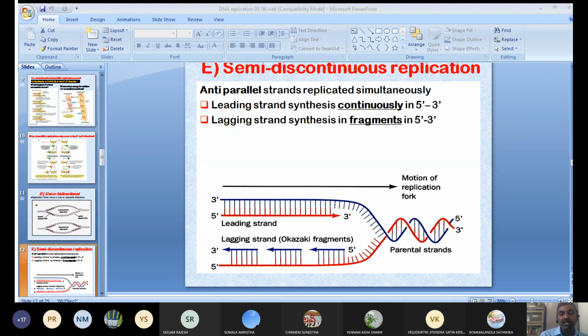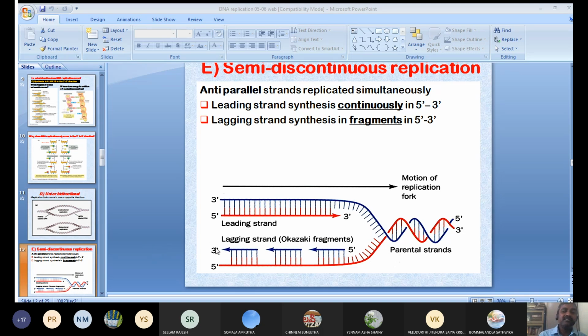So finally what will happen? This fragment will join with this, and similarly this fragment will also join with this by the DNA polymerase 1. So likewise what will happen? Here you can see it's not leading, that means it's not continuous synthesis. That's why it can be called lagging strand synthesis.